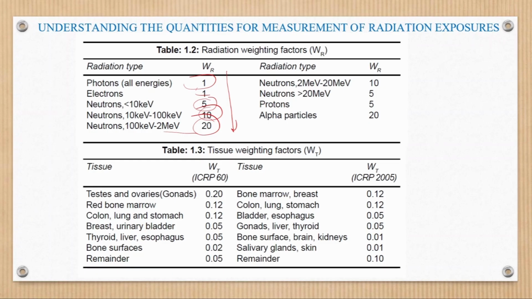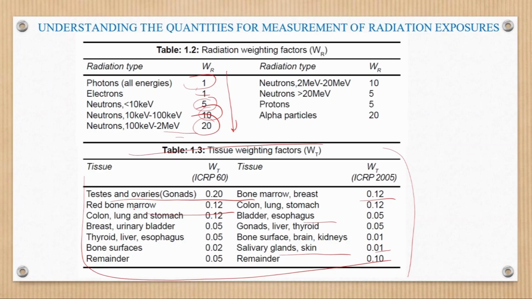Another is the tissue weighting factor. The human body consists of different tissues, and different tissues have different radiation sensitivity. Some tissues are highly radiosensitive, some are less radiosensitive. The highest radiosensitive tissues are the testes and ovaries. Then red bone marrow also has high radiosensitivity, and we can see that the salivary gland and skin have the least radiosensitivity. Bladder and esophagus also have low radiosensitivity.